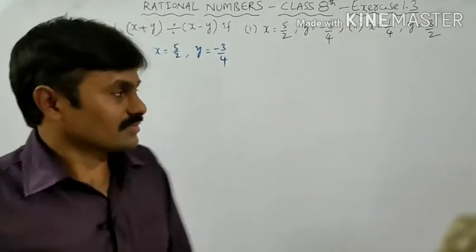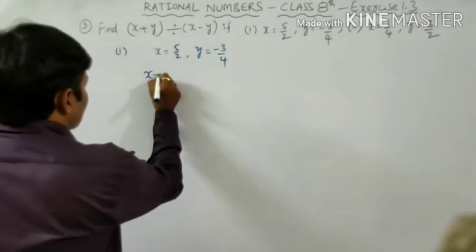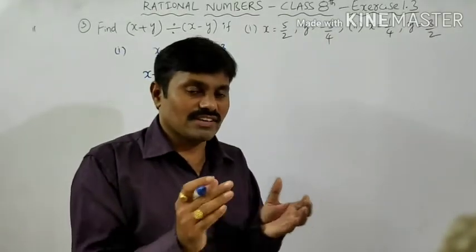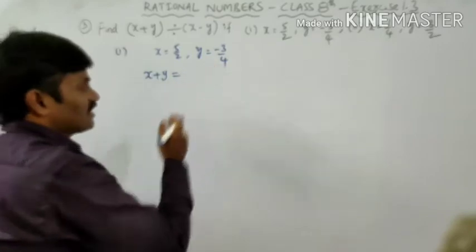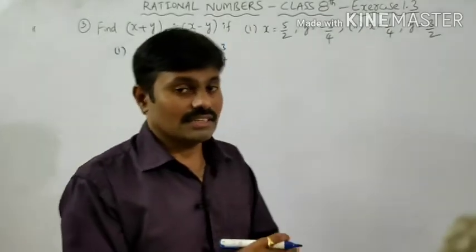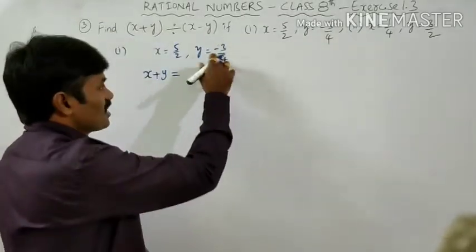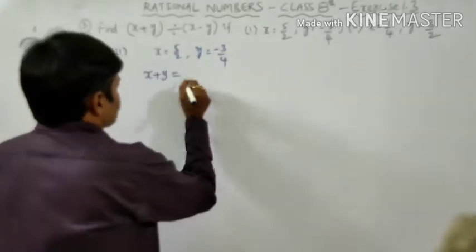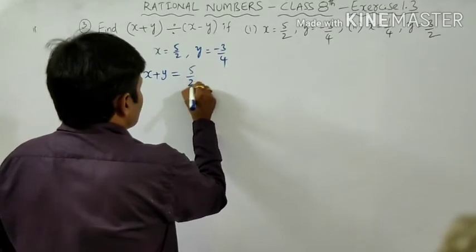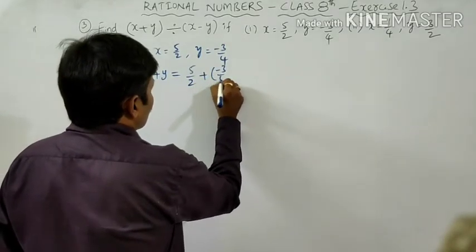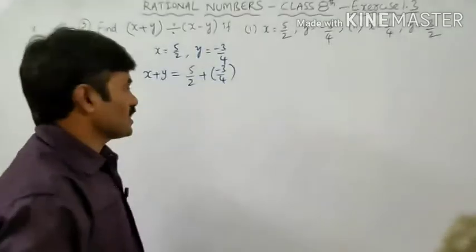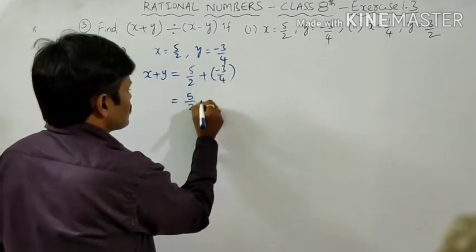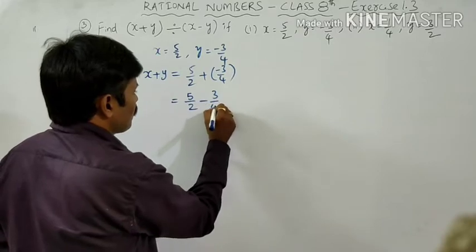So first I am finding the value of x plus y. x plus y means we have to add the values of x and y. Here x and y are fractions, sorry, rational numbers. We should not say minus 3 by 4 is a fraction; it is a rational number. So 5 by 2 plus (minus 3 by 4). If you remove the brackets, it becomes 5 by 2 plus into minus, 3 by 4.